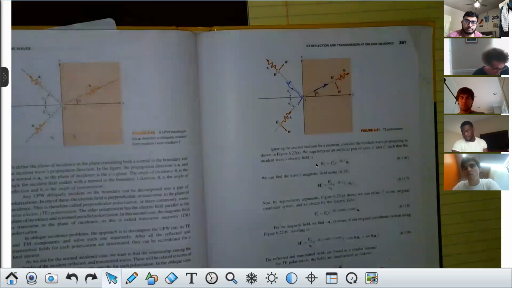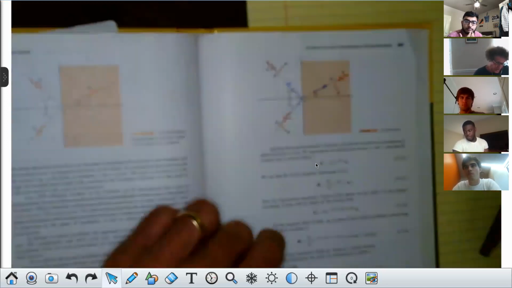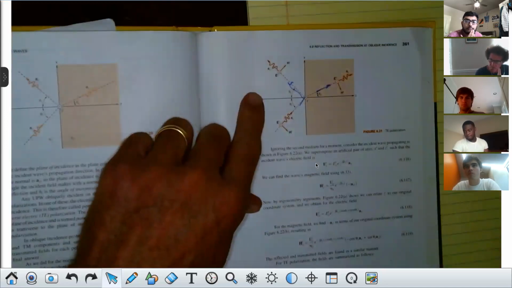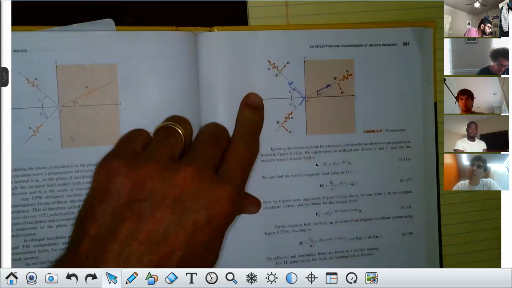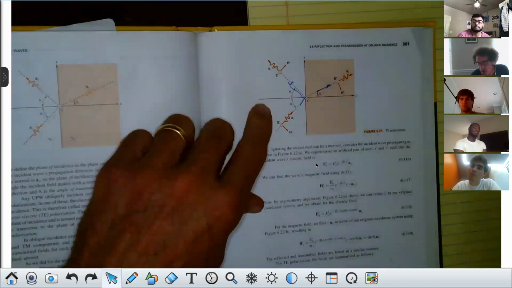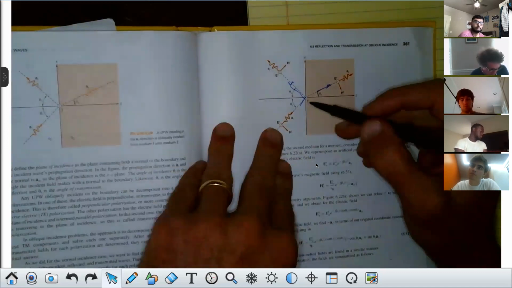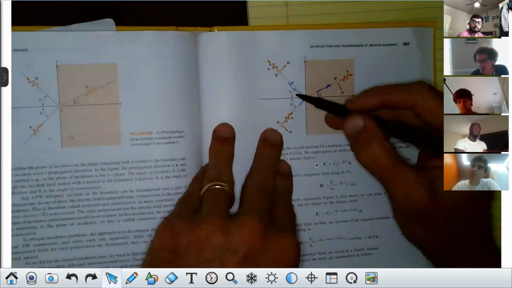When it hits, some is reflected. You'll notice the E field is still sticking out. That means the H field has to be in a direction such that when E crossed H happens, your thumb points in the direction of propagation. I'm going to tell you this right now, it can be proved in a second: the angle of reflection is always the angle of incidence.